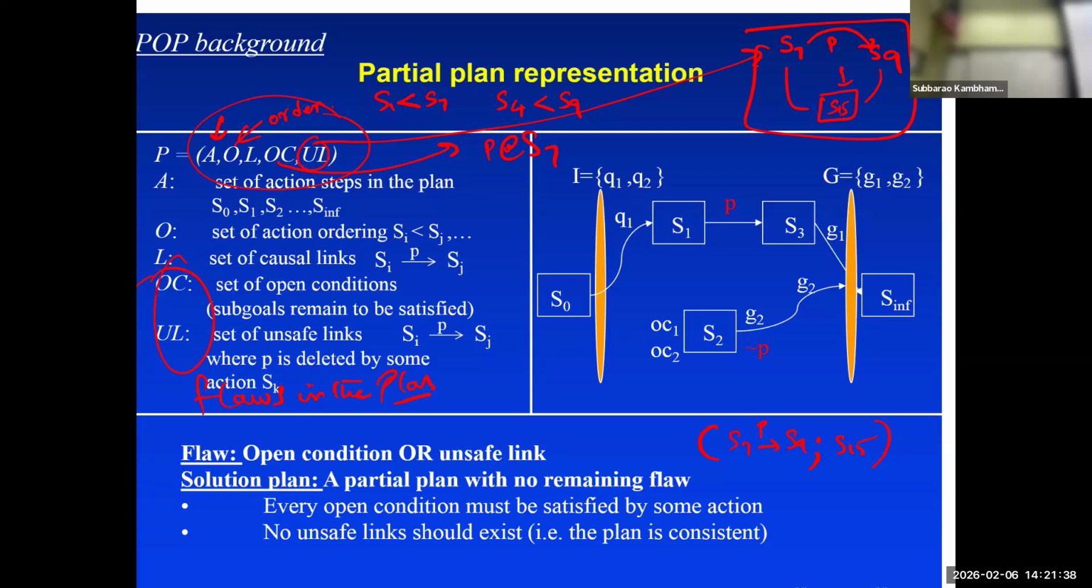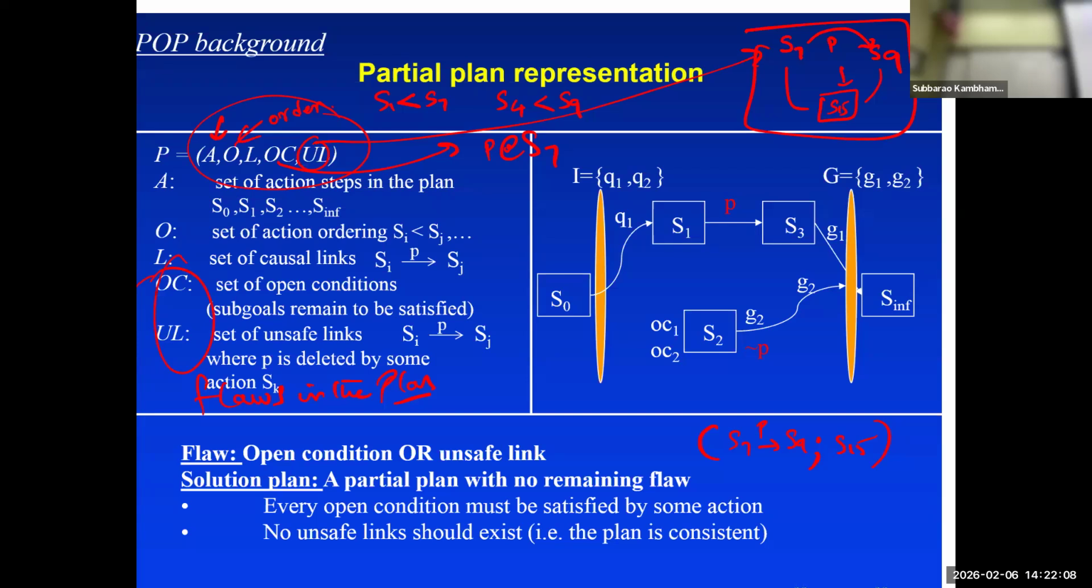So you have A, O, L: actions, open conditions, unsafe links. And essentially at any given point of time, you have a partial plan. In the very beginning, the empty partial plan is S0, S infinity, with the open conditions being the top level goals. And then you need to remove a flaw and then resolve it.